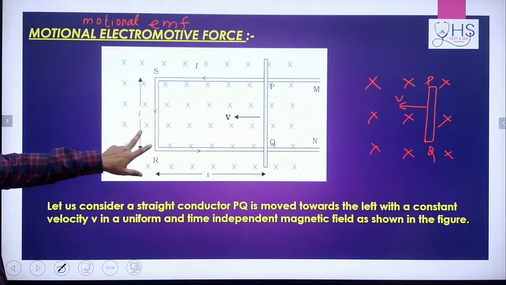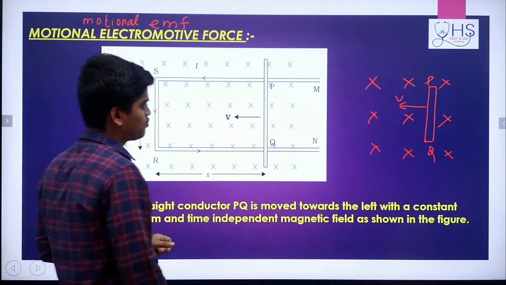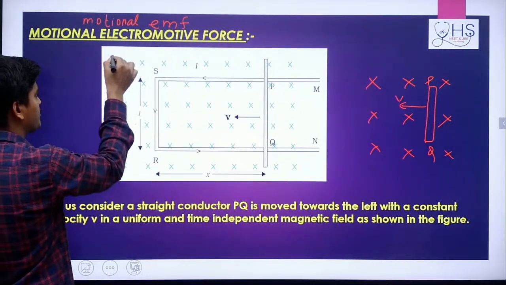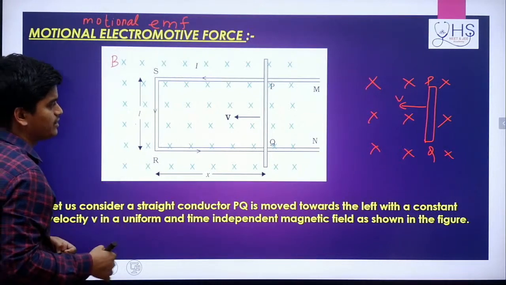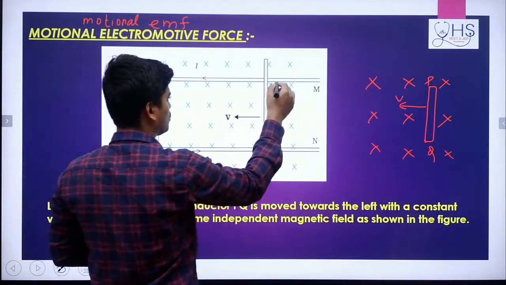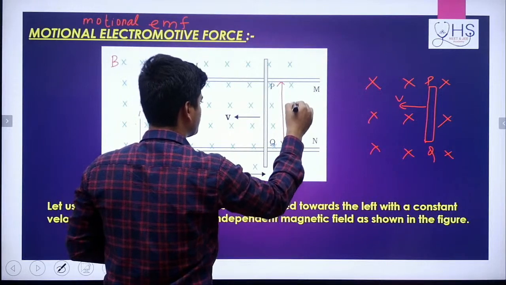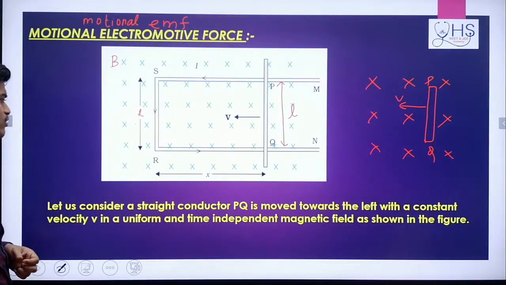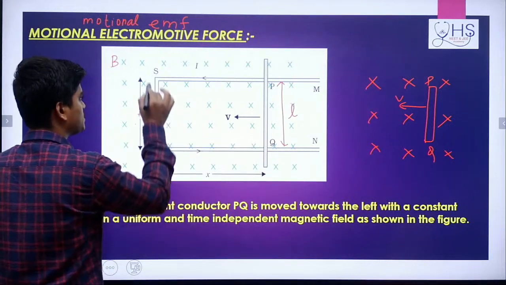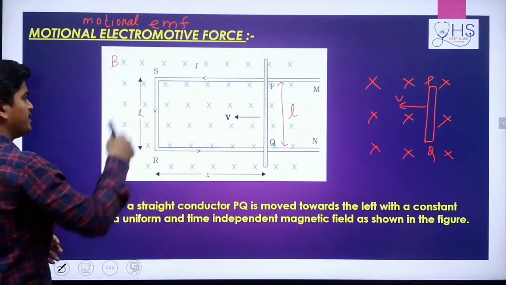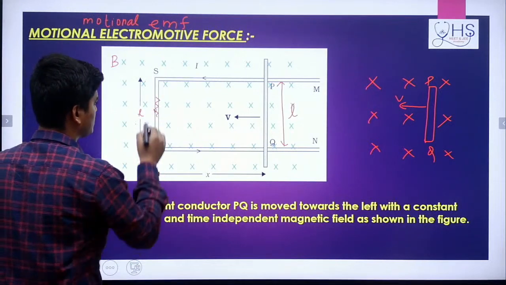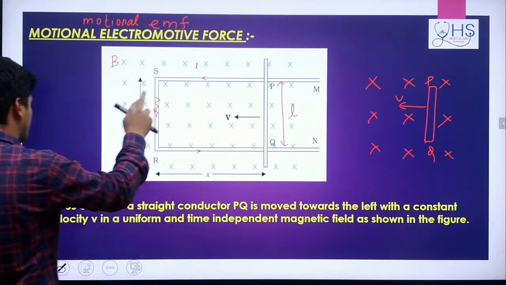Now in this picture, what do you have? We have a cross magnetic field. These crosses you are seeing represent the magnetic field B, and PQ is a conductor whose length is also given. How much length? Small l is the length of the conductor. One conducting circuit is connected here like this, and in that circuit you can take the resistance as R. We will consider that later. So first consider this one.